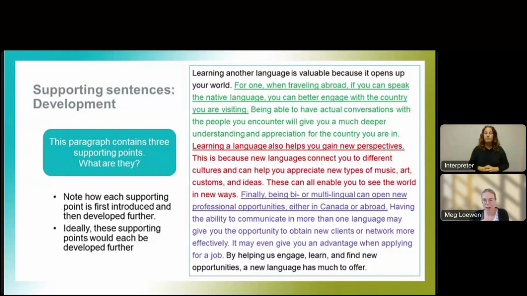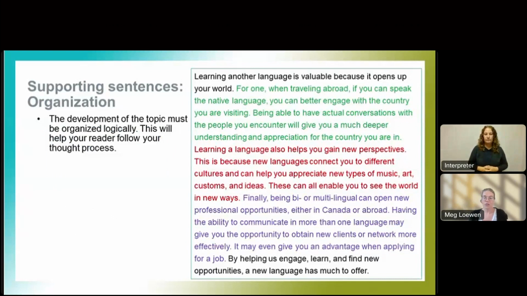So you can see how for each of the 3 supporting points, the first sentence underlined introduces the idea, and then the following sentences develop that idea even further. Ideally, these supporting points would each be developed even further. I think there's more opportunity to talk about each of these points, but of course it's dependent on your writing assignment, the length, the scope, etc. So that was the development of your supporting point.